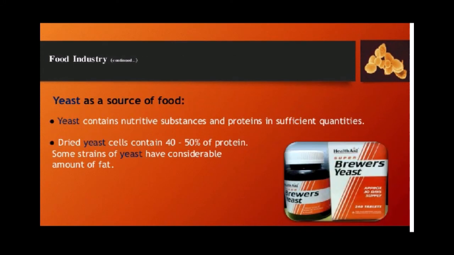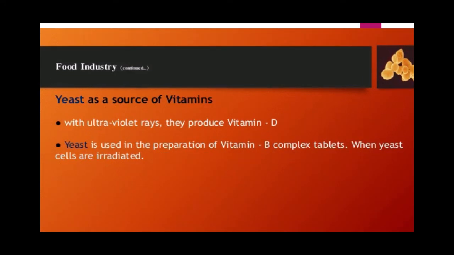Yeast is a source of food. Yeast contains nutritive substances and proteins in sufficient quantities. Dried yeast cells contain 40 to 50% of protein. Some strains of yeast have considerable amount of fat. Yeast is a source of vitamins. With ultraviolet rays, they produce vitamin D. Yeast is used in the preparation of vitamin B complex tablets when yeast cells are irradiated.